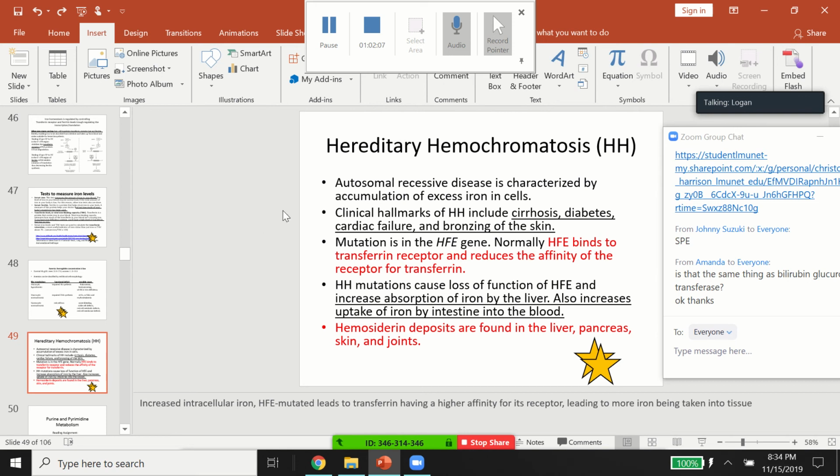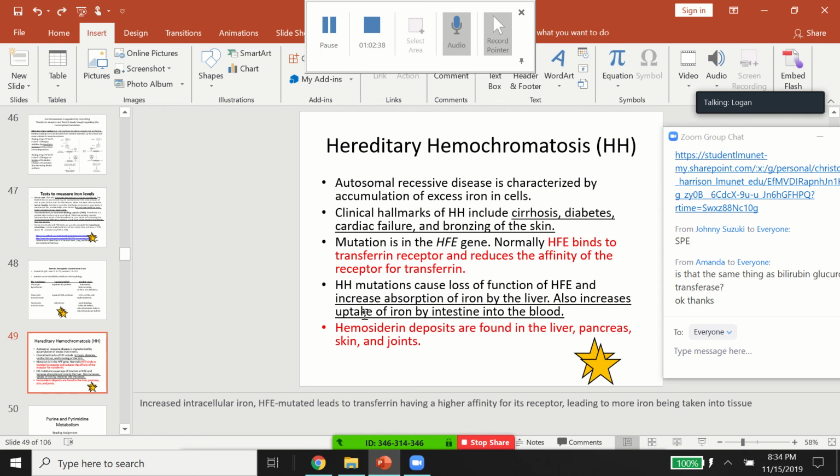So if you have that messed up, then you're going to have way more absorption of iron, right? Because your transferrin is responsible for its transportation. And so if you have some sort of enzyme or gene, HFE, which prevents too much transferrin being absorbed, then if it's mutated you're going to have way too much transferrin absorbed, and therefore you're going to end up having these deposits.